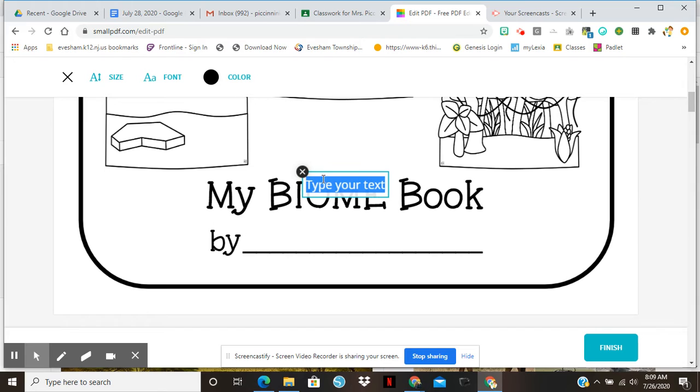The first thing I do is always the same. I pick up my pencil and write my name. I'm going to go ahead and type my name right in here. You can either use this extension on Google Chrome to do it right on the document, or you can print it out at home and practice your handwriting. I'm going to do it right like that. So, my biome book by Mrs.